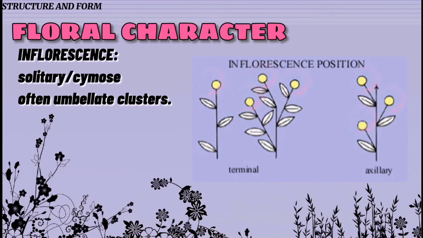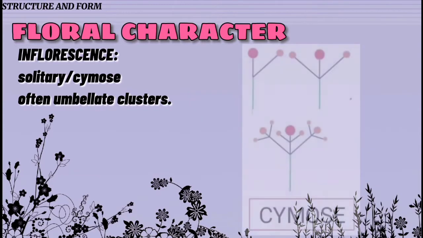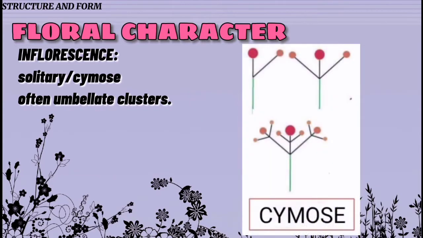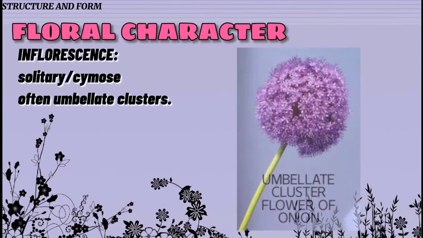It may be terminal or axillary. In the cymose type of inflorescence, the main axis does not grow continuously. The flowers are borne in a basipetal order. The main axis has limited growth, often an umbellate cluster. When we say umbellate cluster, it's an inflorescence that consists of a number of short flower stalks called pedicels, which spread from a common point. Some look like umbrella ribs.